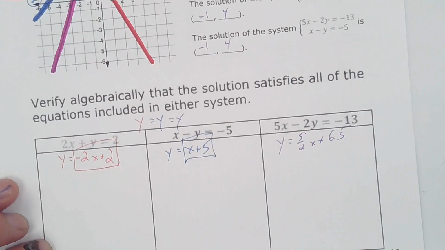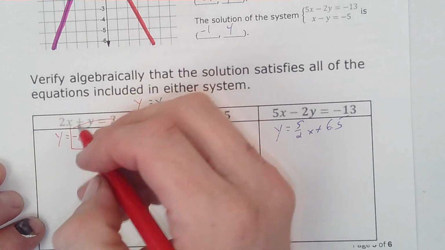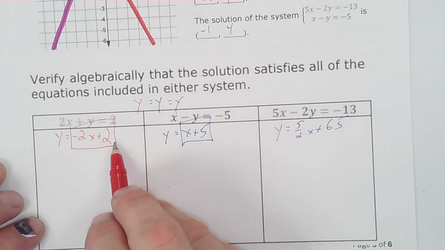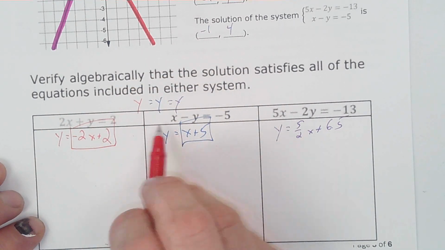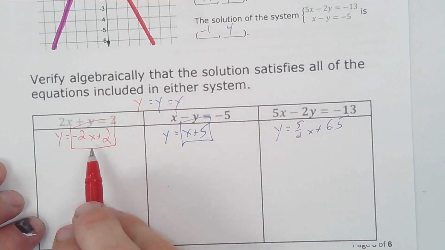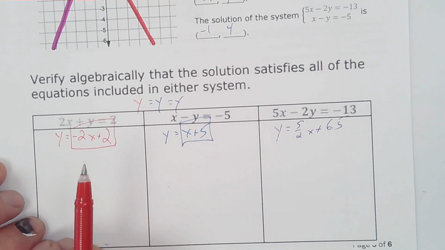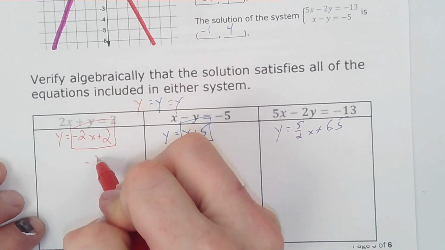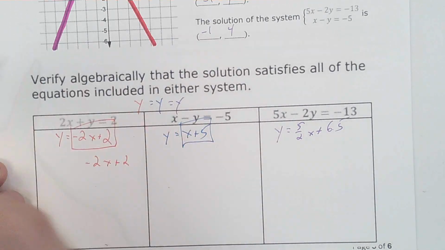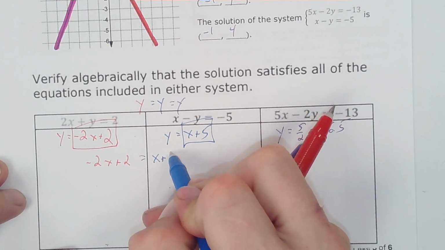Okay, so for substitution, you can just substitute these y's here for their x expressions, right? If y equals y, then this expression equals that expression at the point that they intersect. Okay, so -2x plus 2 equals x plus 5.